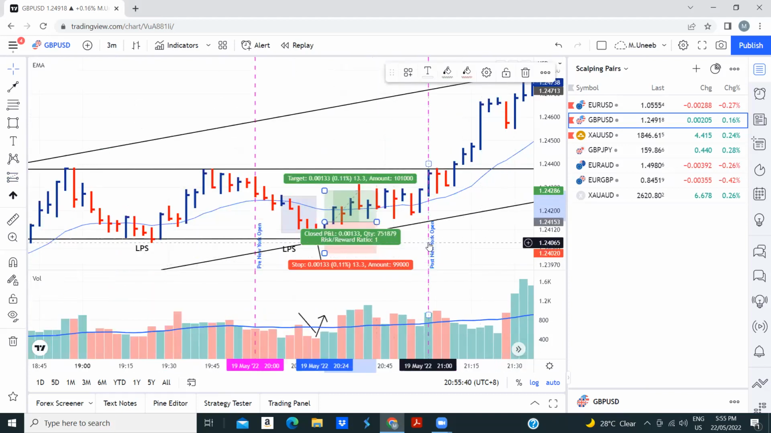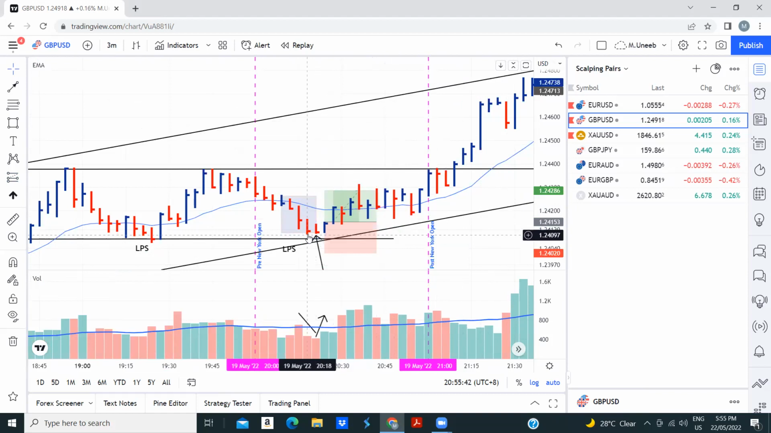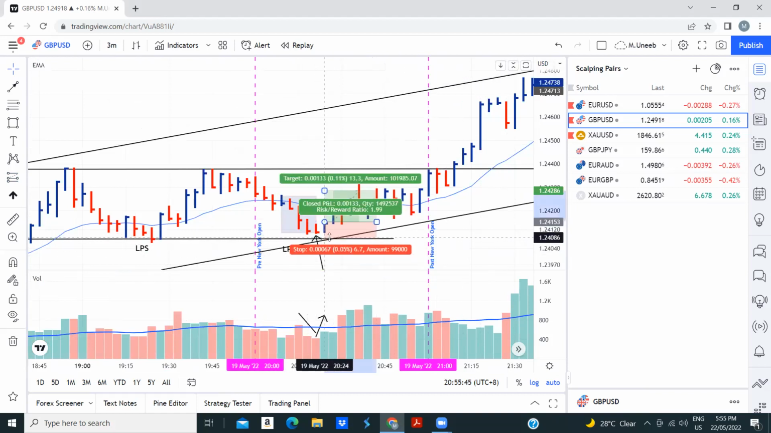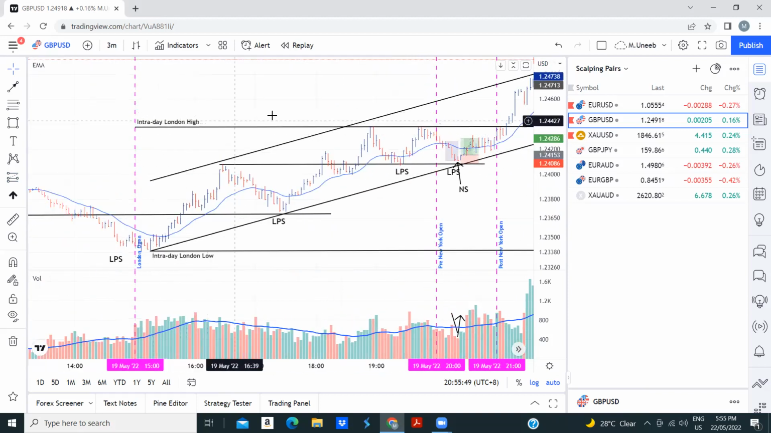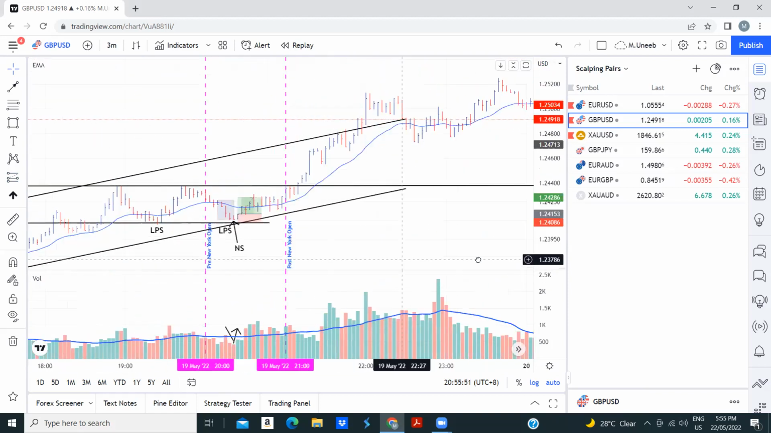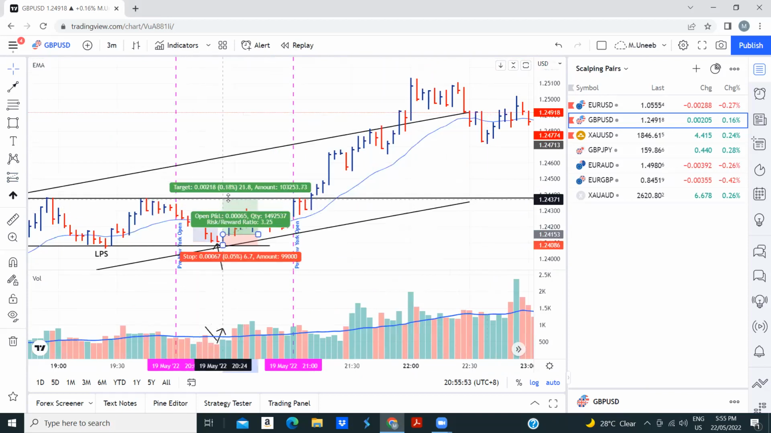Stops now. Where is the low? The last low. The last low is this bar's low, right? So you can place a stop loss right over here. And now we can target the intraday high, the London high. Okay. Got it?